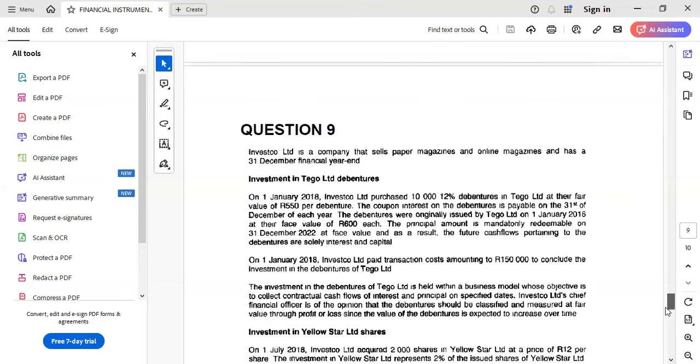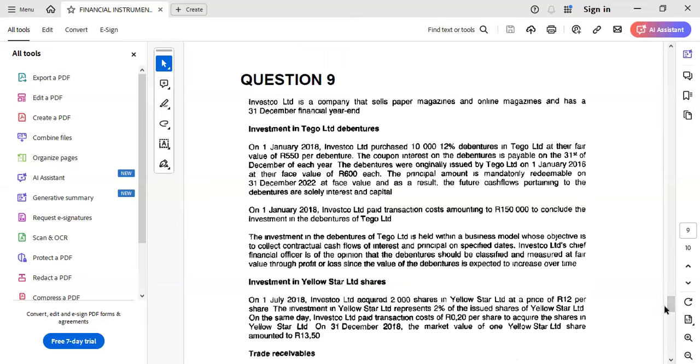So we're told that Investco Limited is a company that sells paper magazines and online magazines and has a 31 December financial year end. Investco Limited, investment in Tego Limited debentures. Remember, we're Investco. Right, on 1 January 2018, Investco Limited purchased 10,000 12% debentures in Teco Limited at their fair value of 550 per debenture. The coupon interest on the debentures is payable on the 31st of December each year. The debentures were originally issued by Teco Limited on 1 January at their face value of 600 each.